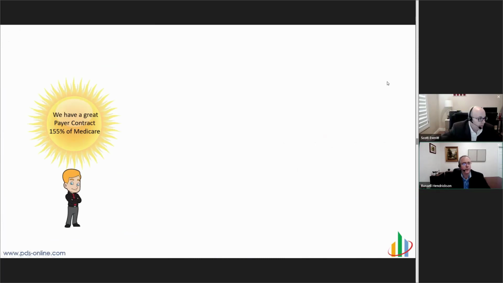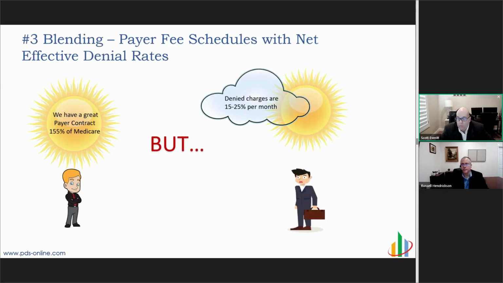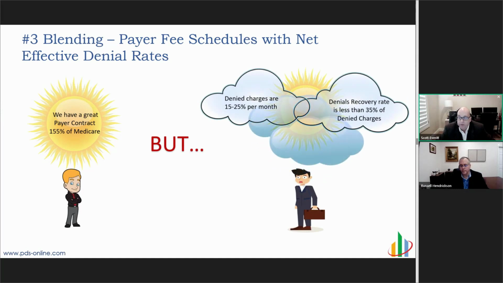Let's go ahead and look at a third area. So we have a great payer contract. It's 155% of Medicare. I don't know that too many people could be happier, right? Look at that revenue. And payer contracting, that would be great if we could get our contracts to look that way, and that's a good negotiation set. But once again, we have to consider the fact that the fees that we negotiate on the front end have to be worked on the back end.